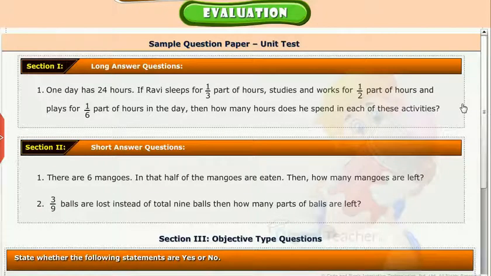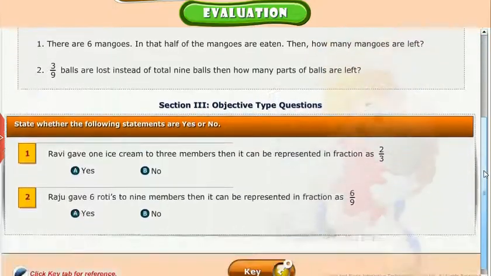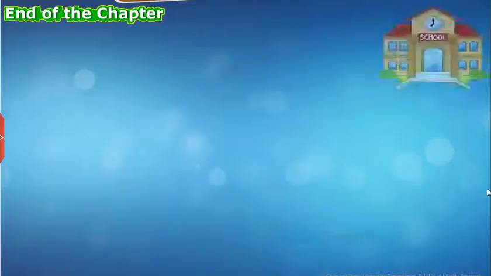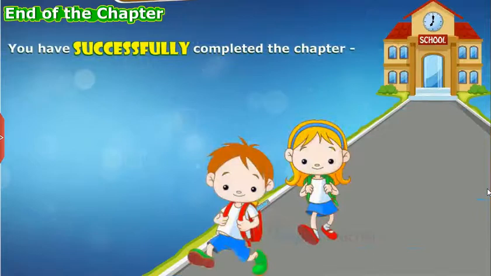Take a sample unit test to check your understanding. You have successfully completed the chapter Fractions.